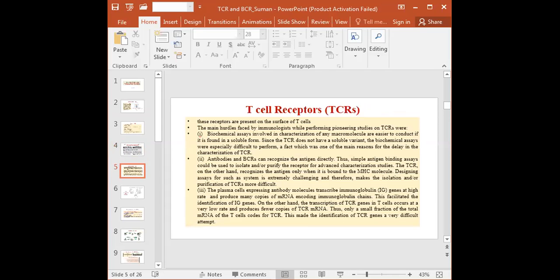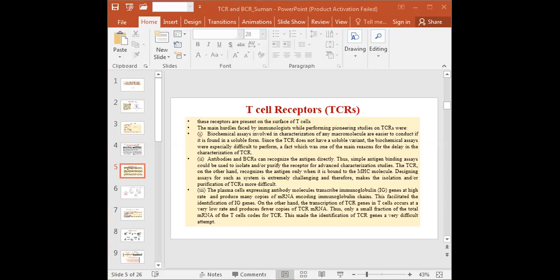So now I'm coming to the TCR in detail. TCRs, as already discussed, are receptors present on the surface of the T cells. The initial experiments involving characterization and gene identification of TCRs were much more difficult than those for BCRs, and this was due to a variety of factors, all of which delineate the differences between BCRs and TCRs.